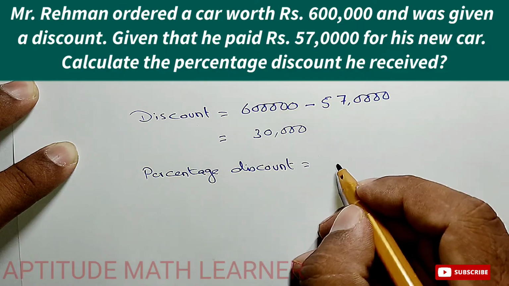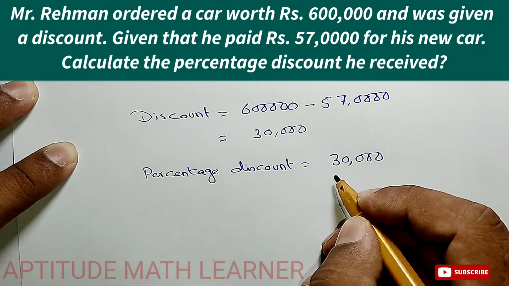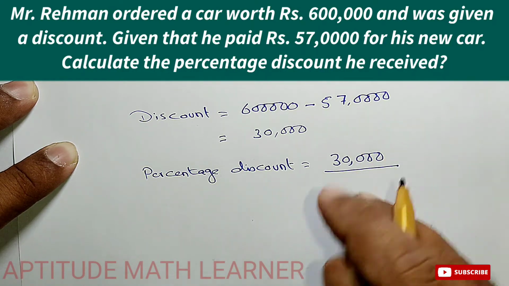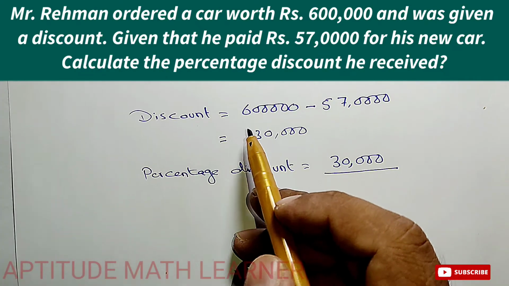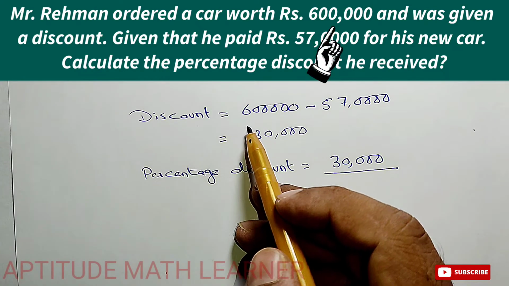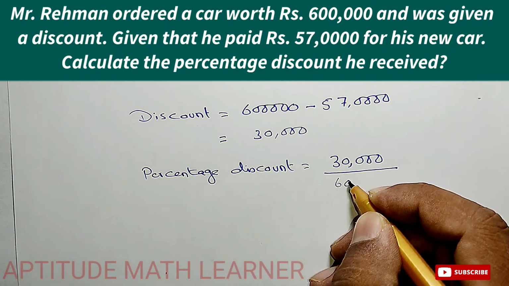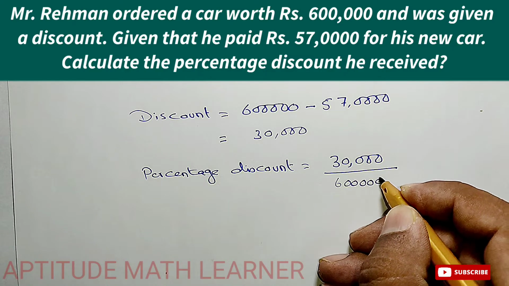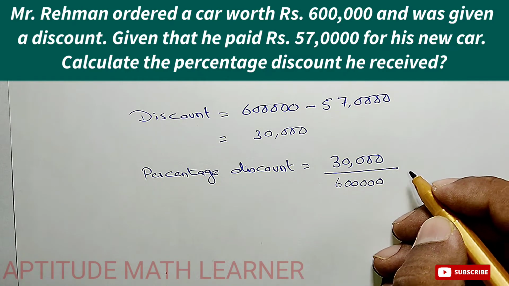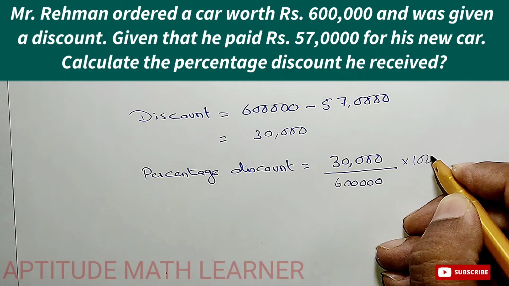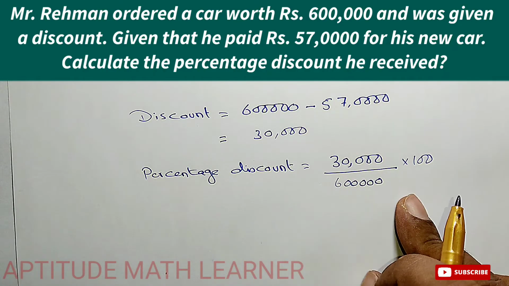So how much is the discount? The discount we have is 30,000, and the original price, so what was the original price of the car? The original price of the car was 6 lakh. So this is the original price. Multiply by 100. So this 100 is to find out the percentage of the discount.